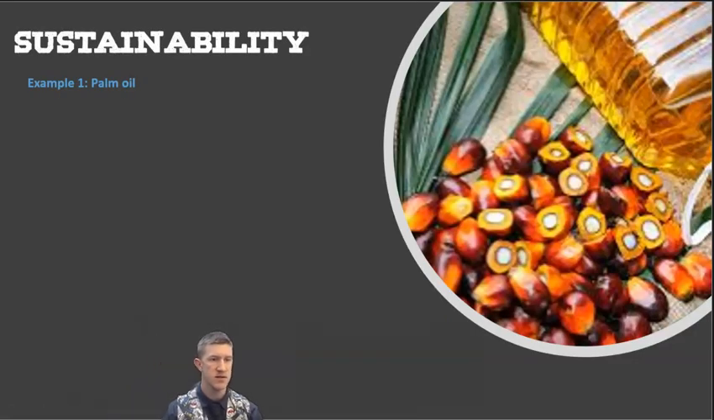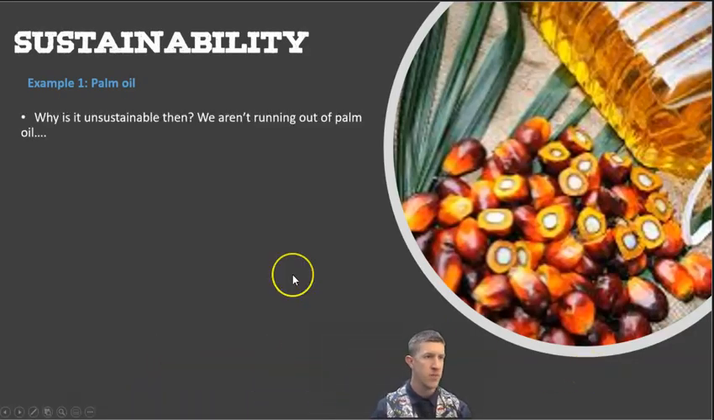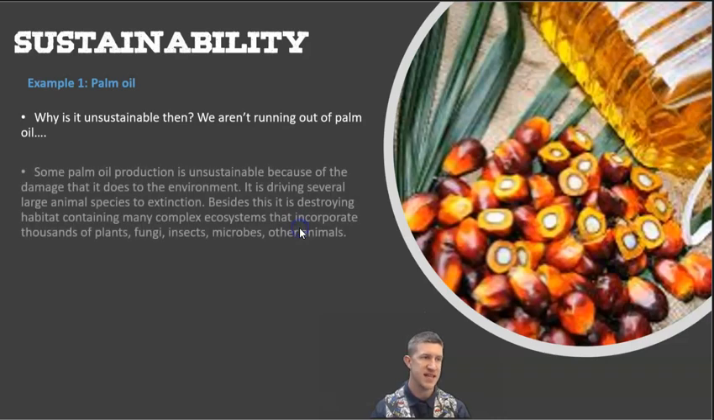Okay, so we looked at the video about palm oil. Why is it unsustainable then? So if we're not running out of palm oil, the issue here is the impact it's having. They're clearing all these forests, which are the natural habitat of other living species, and that's why they're becoming extinct. The way that they're burning the forests is also producing huge amounts of emissions and things like that. So we've got this huge contribution to the environment in a negative way.